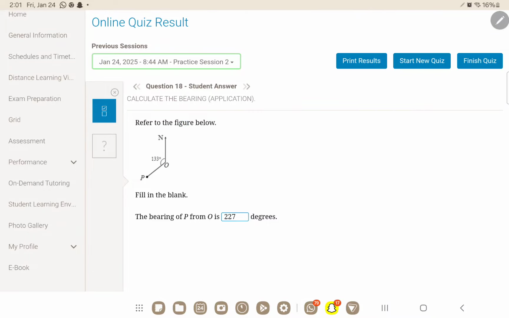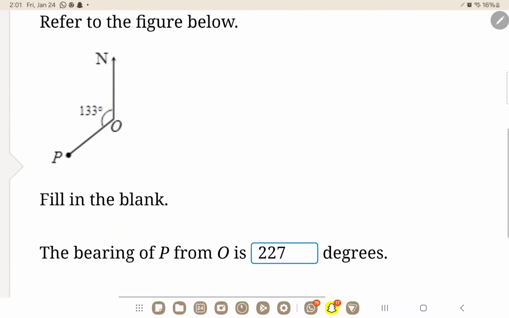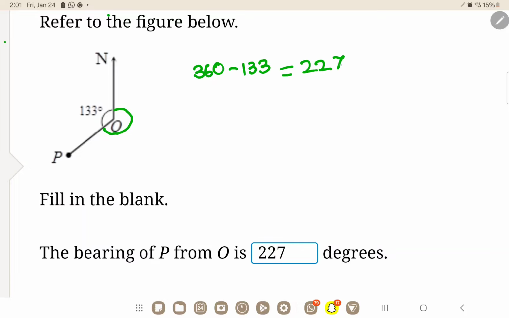Okay, here we have to do the exact same thing, just a little more steps. They want the distance of P from O. So what they want is this part. This part is 360 minus 133, which gives us 227. And that is it.